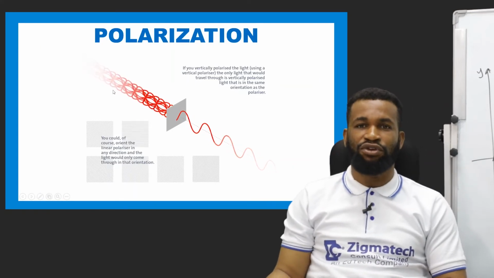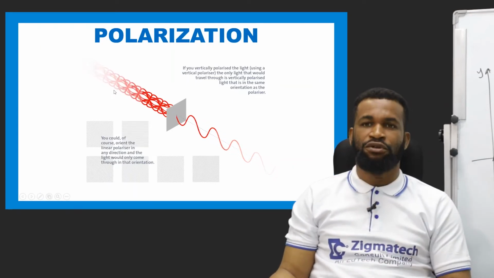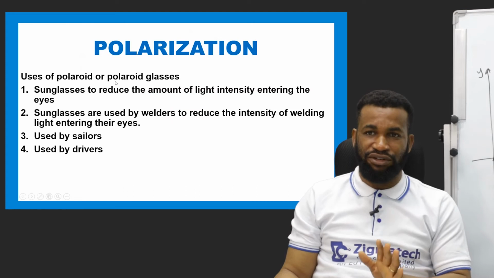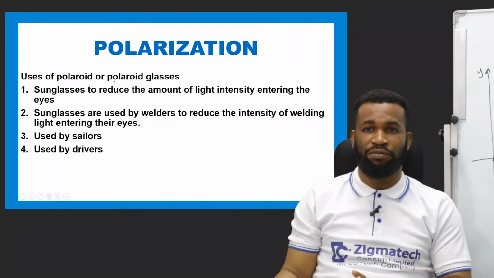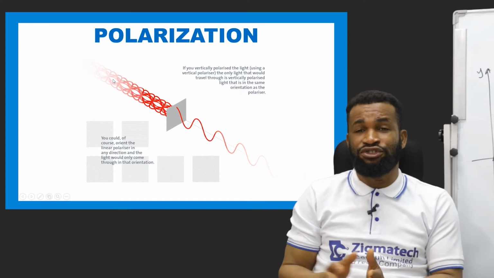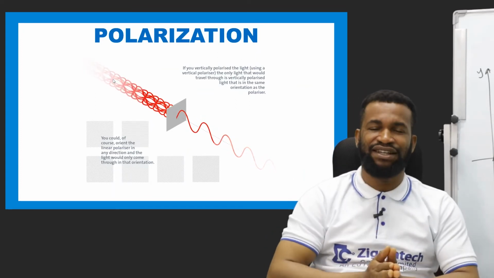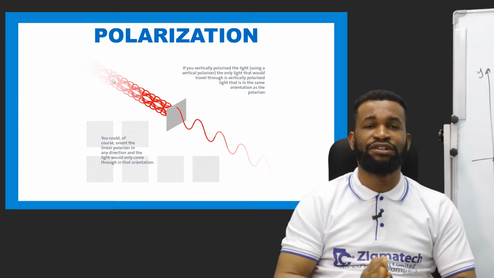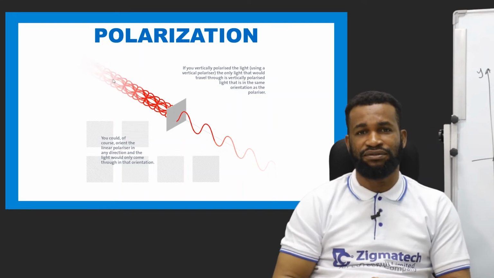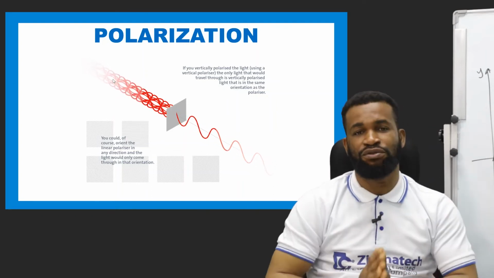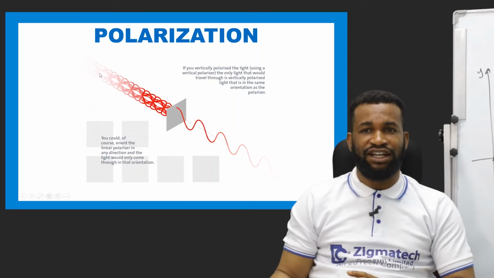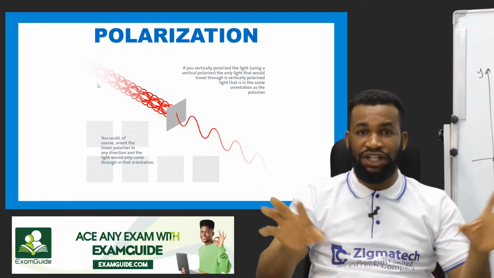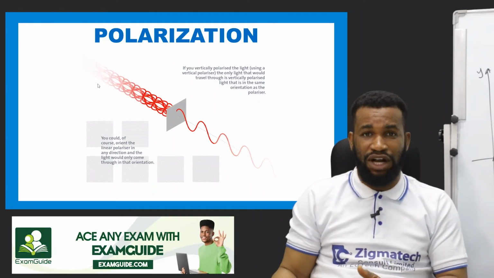Now, the next one is called polarization. When we are talking about polarization, let's look at the definition. Polarization is just a way of organizing wave or light, especially because polarization applies exclusively to electromagnetic waves, or should I say all transverse waves. Remember that light is scattered, moving in all directions because it is a wave.